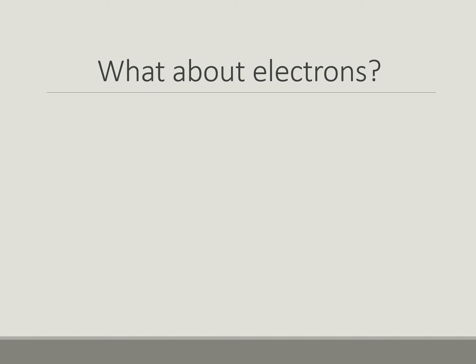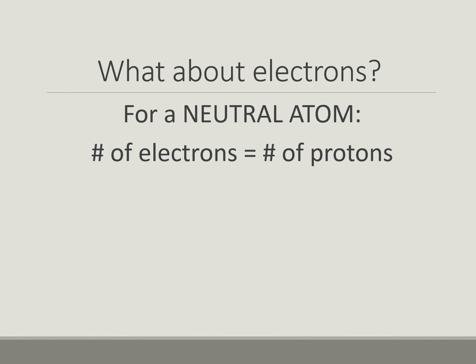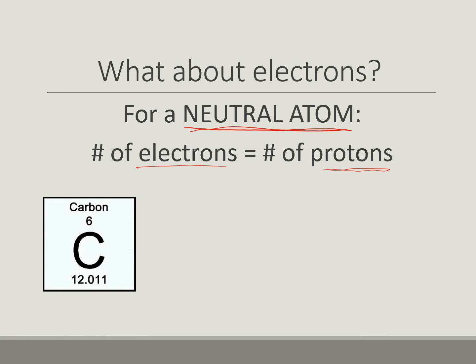So what about electrons? We talked about protons, we talked about neutrons. What about electrons? Electrons are kind of easy. For a neutral atom, and we're only going to talk about neutral atoms for now, we'll talk about not neutral atoms later, but for a neutral atom, the number of electrons equals the number of protons. Very simple. The number of electrons equals the number of protons. So for carbon, the atomic number is 6 right here. So there are 6 protons, and then that means there are 6 electrons in a neutral atom of carbon.